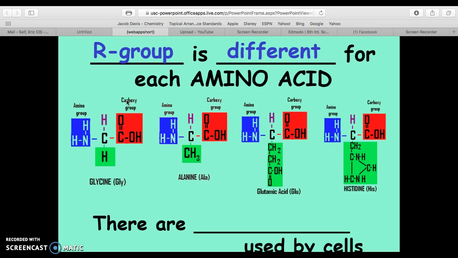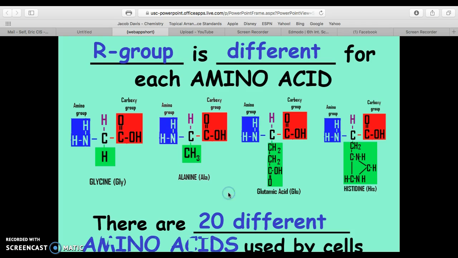All right, so glycine has an H, alanine has CH3. If you also notice, the blues are all the same and the reds are all the same. Those are amino groups and carboxyl groups. And then you have a hydrogen stuck in the middle here in purple. But the only thing that's different about any of these are the green tails, if you will. The groups here, the R groups, are what's different. There's about 20 different amino acids that we use to make proteins, and proteins are used essentially to make muscles.